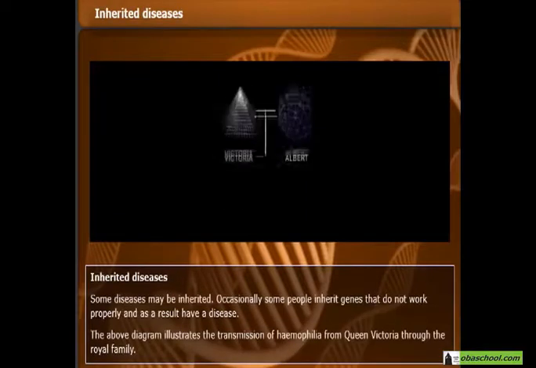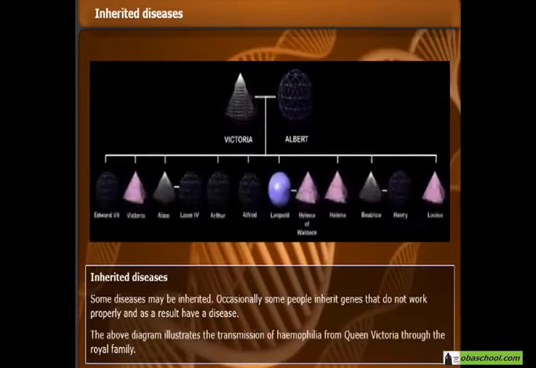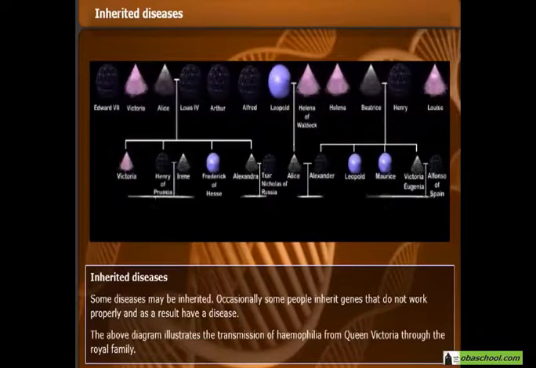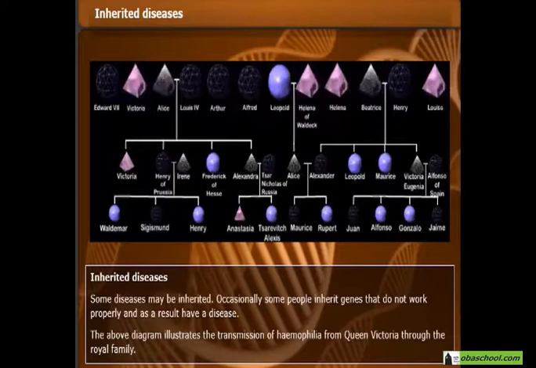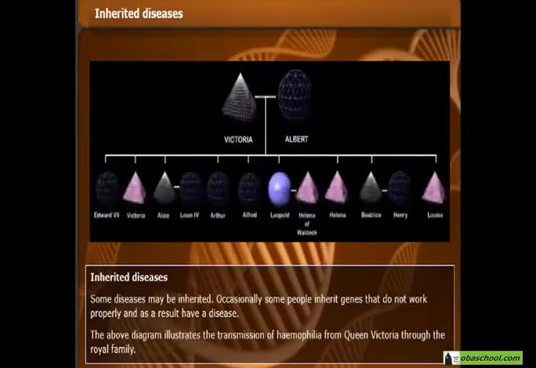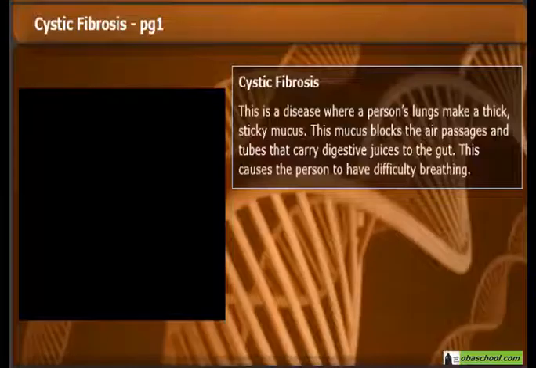Some diseases may be inherited. Occasionally, some people inherit genes that do not work properly and as a result have a disease. The above diagram illustrates the transmission of haemophilia from Queen Victoria through the royal family.